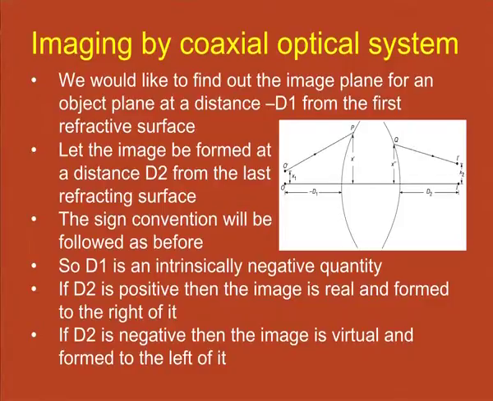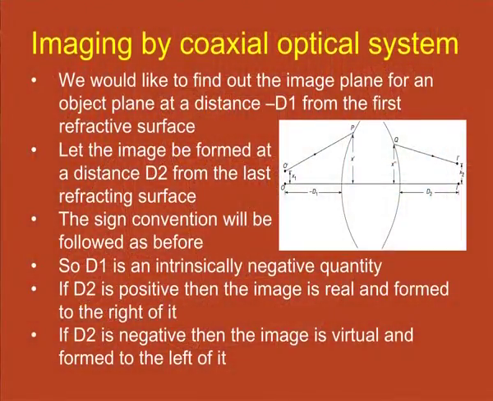Now, the sign convention that we will follow is as before, where anything that is on the left of the first optical system will convey a negative sign, and anything which is on the right of the second optical system will convey the positive sign. So, d1 is an intrinsically negative quantity. If d2 is positive, then the image is real and formed to the right of it. Similarly, if d2 is negative, then the image is virtual and formed to the left of it, as shown in the figure in this slide.